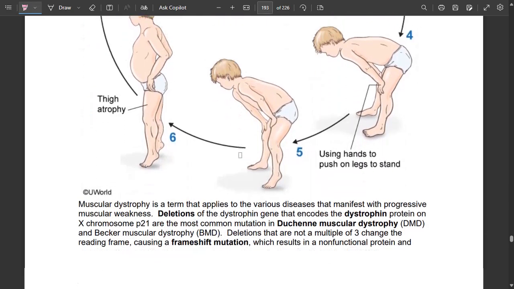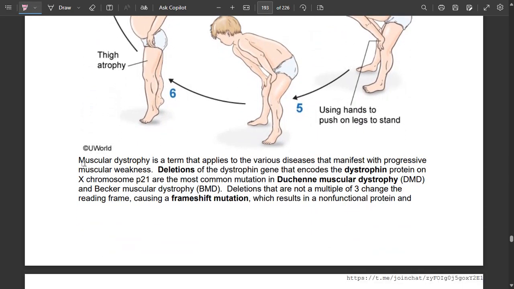There is a very well-known sign called Gowers sign. Muscular dystrophy is a term that applies to various diseases that manifest with progressive muscle weakness. Deletions of the dystrophin gene, or frameshift mutation of the gene, or partial deletion of the gene that codes for the dystrophin protein on chromosome X, are the most common mutations inducing Duchenne muscular dystrophy and Becker muscular dystrophy.